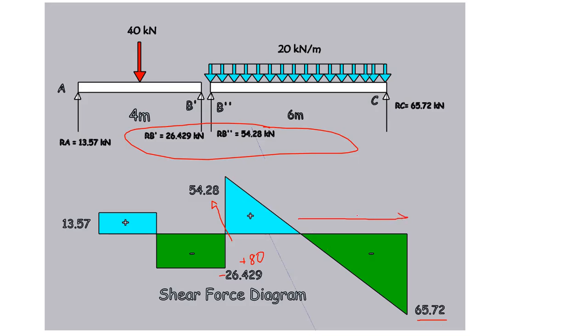Now I leave it to you. You can calculate the location at which the shear force is 0. What is the x value? How will you find that? That you will find from RC minus 20x equal to 0. You solve and find out what is the x at which the shear force is 0.